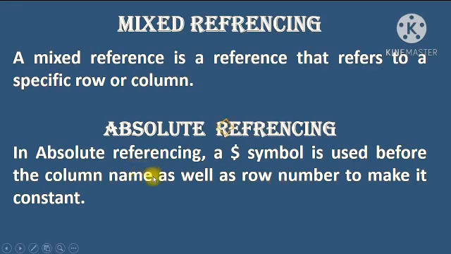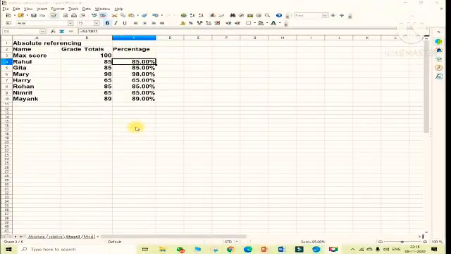I want to show the absolute referencing. I have created a sheet with name, grand total and percentage, and the maximum score is 100. I have entered the totals of the persons Rahul, Geeta, Mary, Hari, Rohan, Nimrit and Mayank. Now let's see the calculation of percentage. In order to calculate, I write the formula equal to B4. B4 means Rahul's total marks.